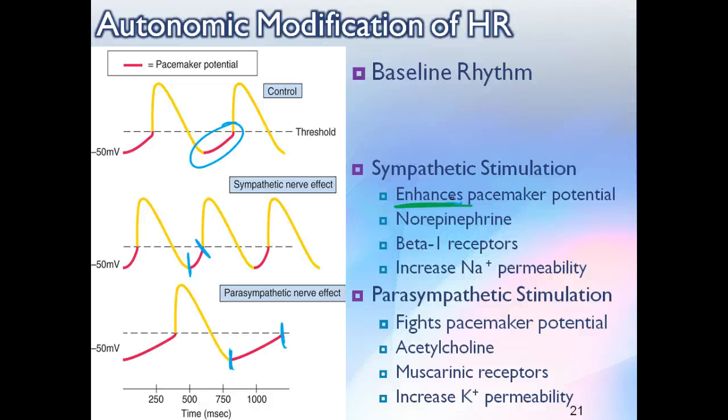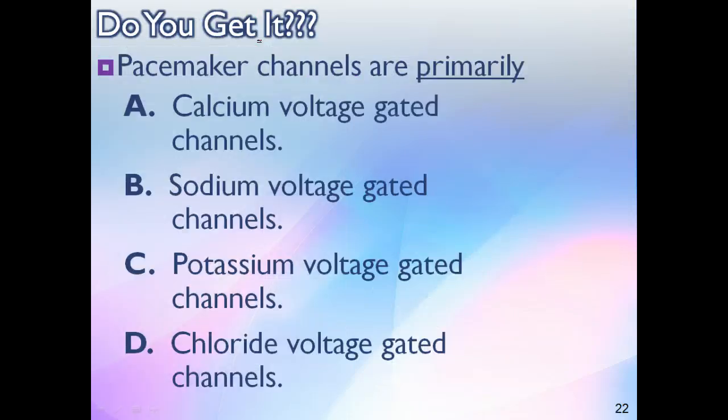Parasympathetic, on the other hand, fights your pacemaker potential. Okay, it does this when acetylcholine binds to muscarinic receptors, which increases outward potassium permeability. The positives that are leaving the cell take away some of the positives from the pacemaker potential, causing it to reach threshold more slowly. Remember, this is simply a modification. Okay, the heart is making its own action potential. The autonomic nervous system is simply modifying it. So let's see how well you guys understand with some questions. So pause the recording and see what you come up with.